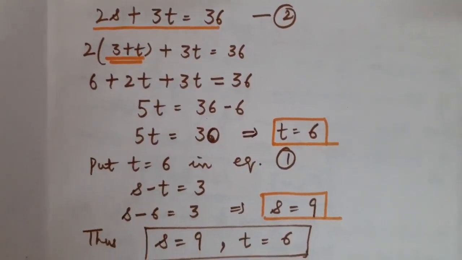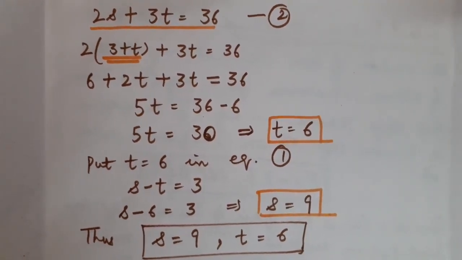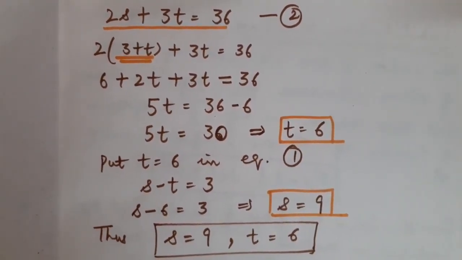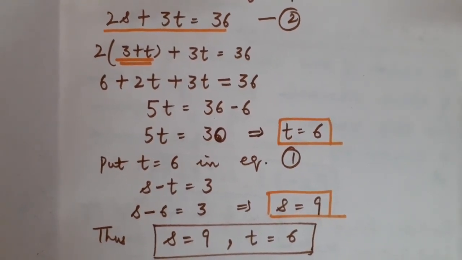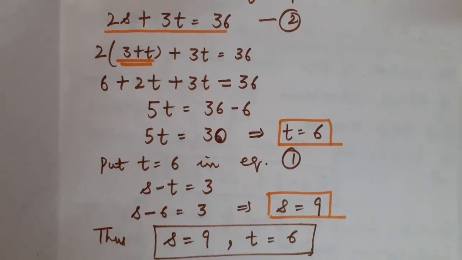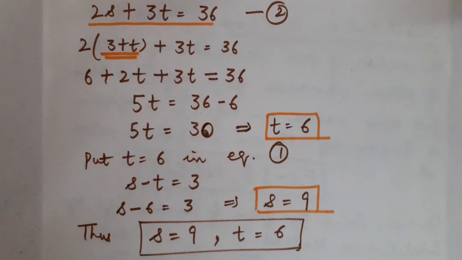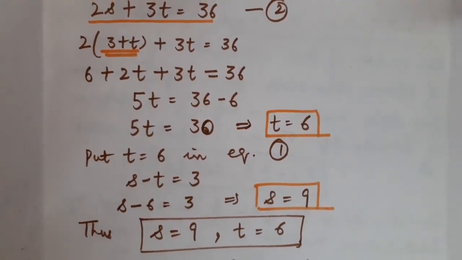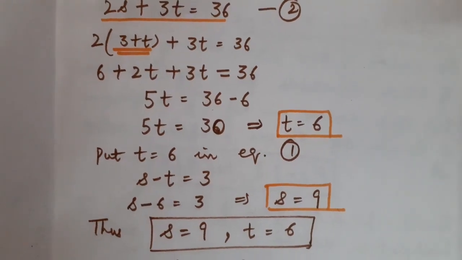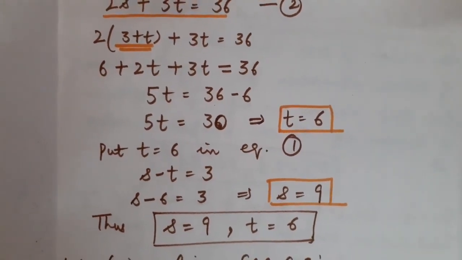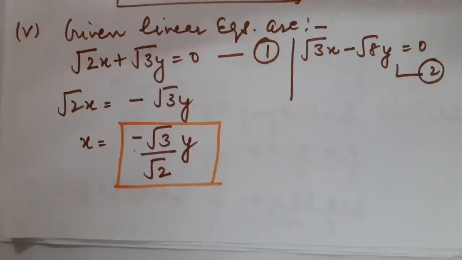Now children, I am going to put the value of t is equal to 6 in equation number 1. This is your equation number 1. s minus t is equal to 3. s minus 6 is equal to 3. Correct? At place of t I am going to put 6. So what would be the value of s? s will be 3 plus 6, that is 9. So thus through substitution method we have calculated the value of s, which is 9, and t, which is 6. Understood, children?